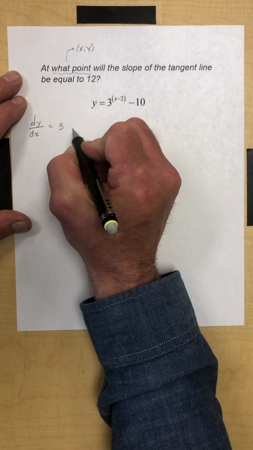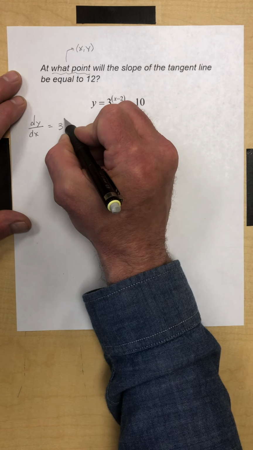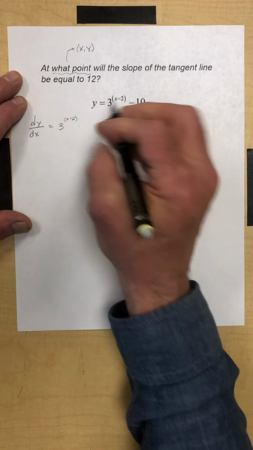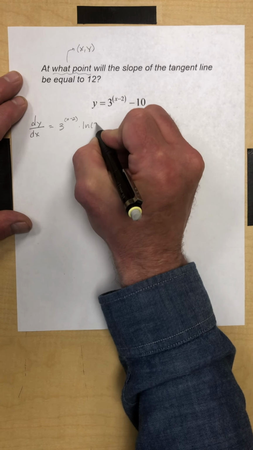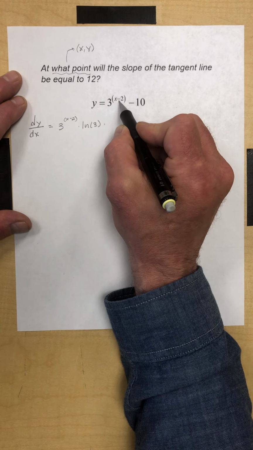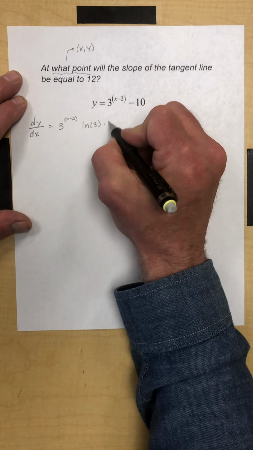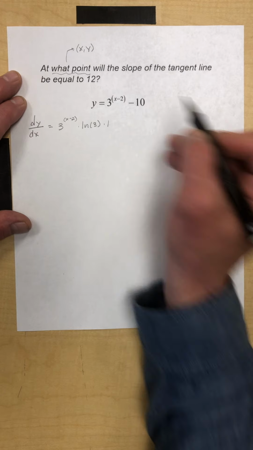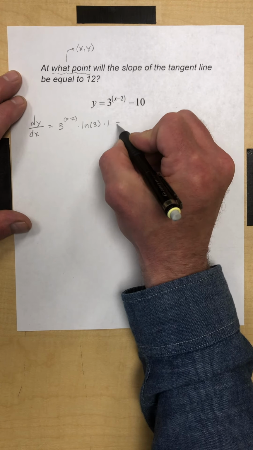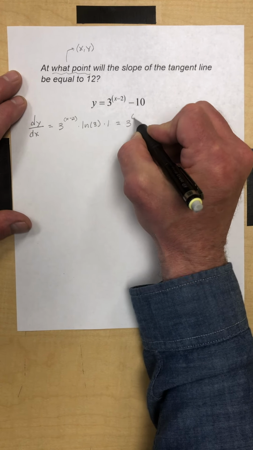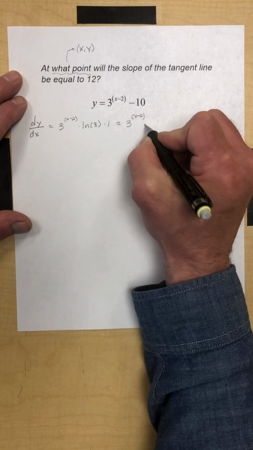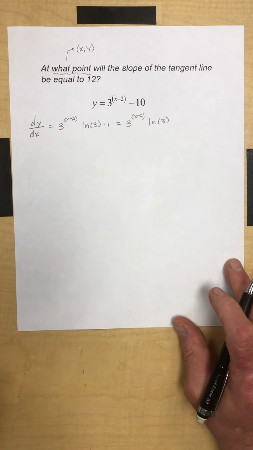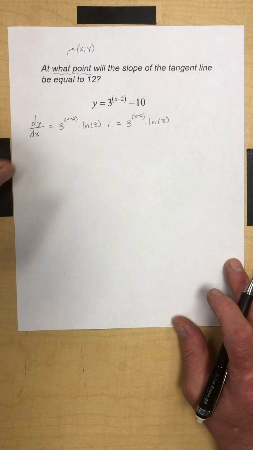We would get a to the u power, so 3 to the x minus 2 power, times the natural log of the base, times the derivative of the exponent, u, which is just 1. And then obviously when we take the derivative of the constant, we'd get minus 0. So right here I'm just getting 3 to the power of x minus 2 times the natural log of 3 as our derivative.